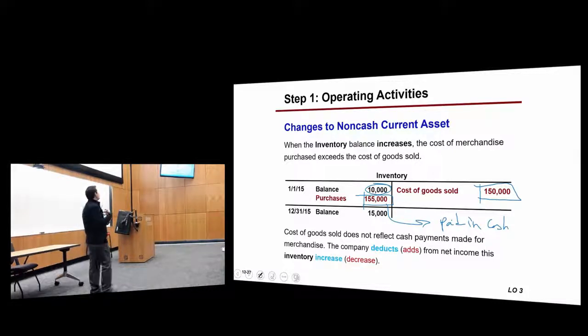Now, how do you calculate purchases? Remember, you have beginning balance plus purchases, right? It will equal to what? Cost of goods available for sale. Cost of goods available for sale is equal to what? Cost of goods sold plus ending balance.